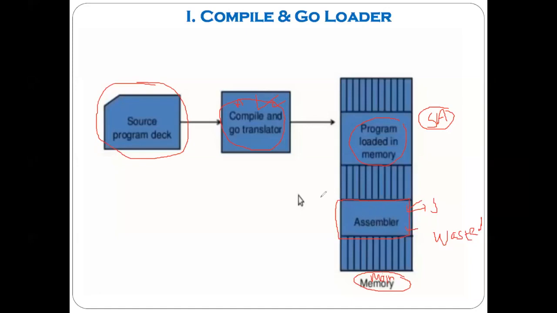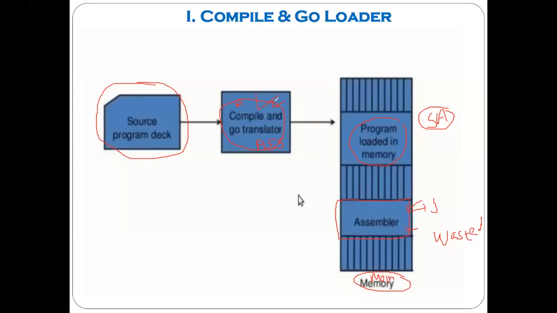And the assembler itself performs the functioning of the loader also, loading, and the assembler also performs the function of assembling the program, converting the assembly language program into the object program. So that is the reason this is also the assembler itself. Here you can see I have mentioned the compile and go translator, or the assemble and go translator. So here it is being shown in the main memory.